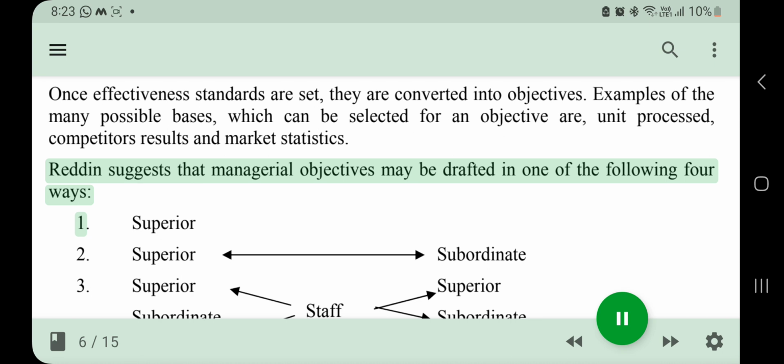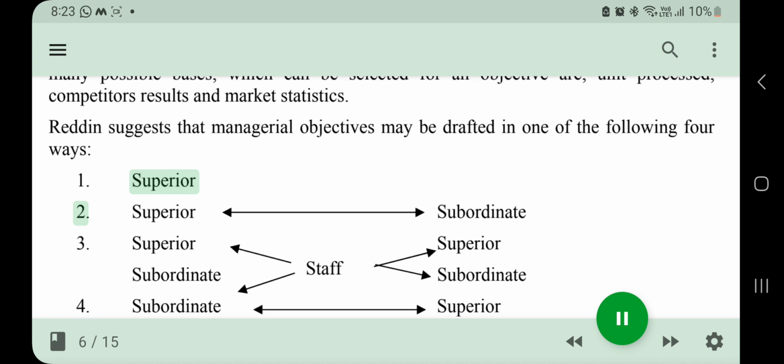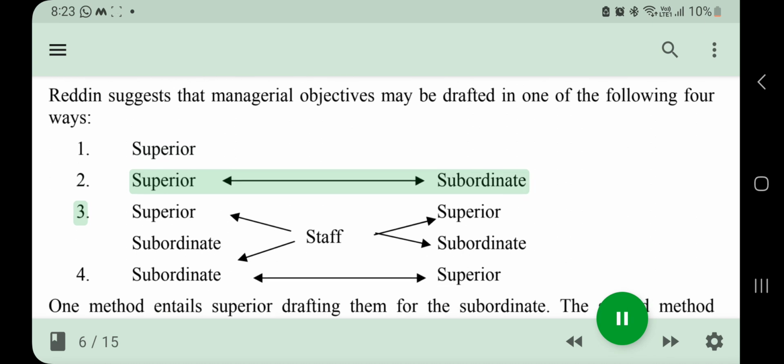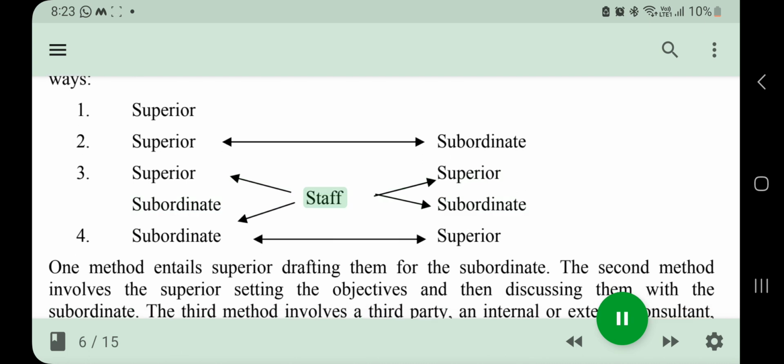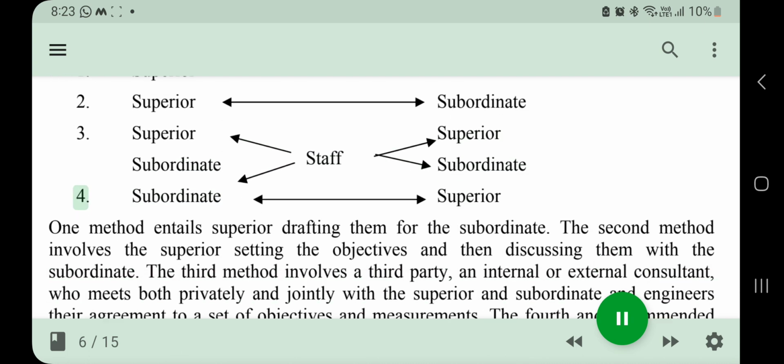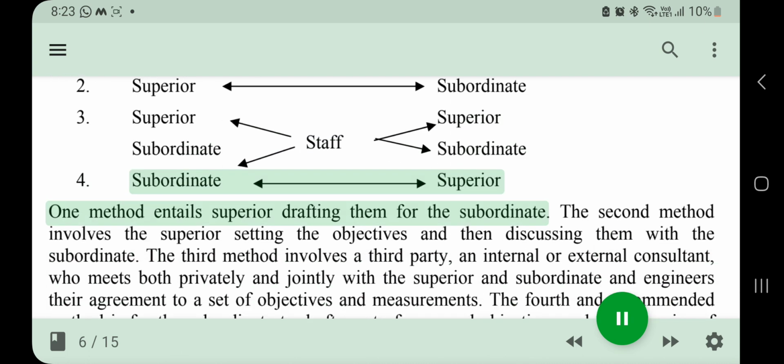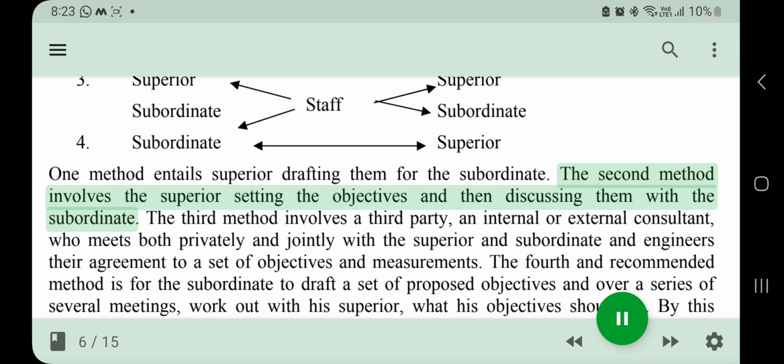1. Superior to subordinate. 2. Superior, then subordinate. 3. Superior, superior, subordinate, subordinate, staff. 4. Subordinate to superior. One method entails superior drafting them for the subordinate. The second method involves the superior setting the objectives and then discussing them with the subordinate.